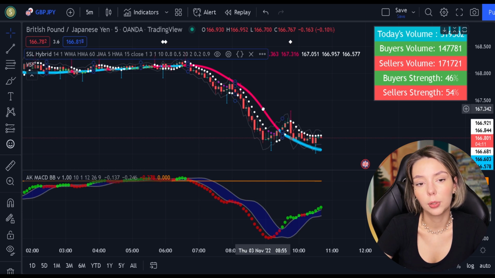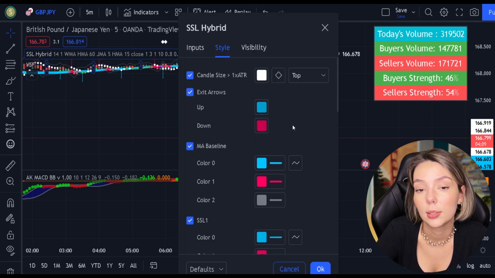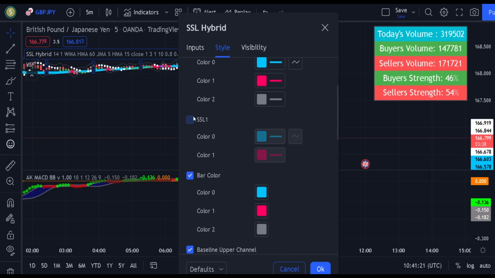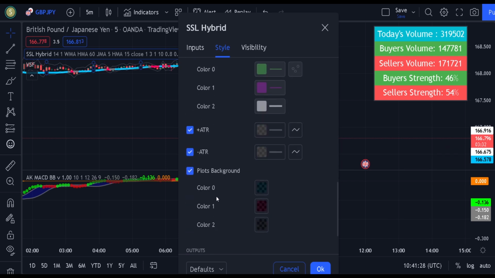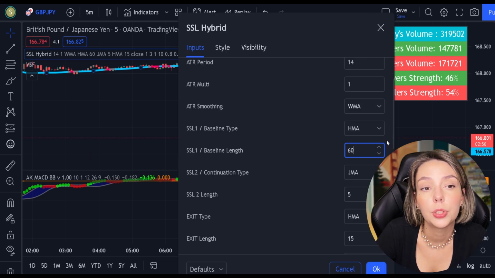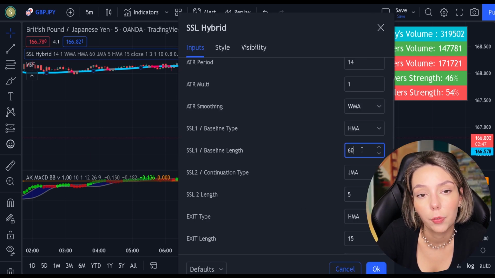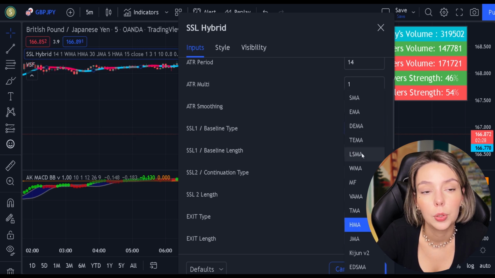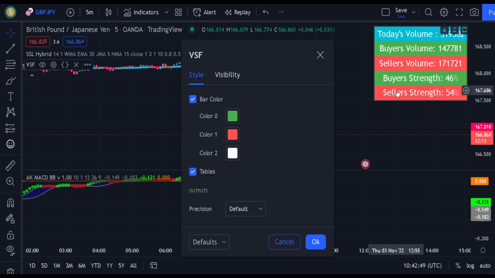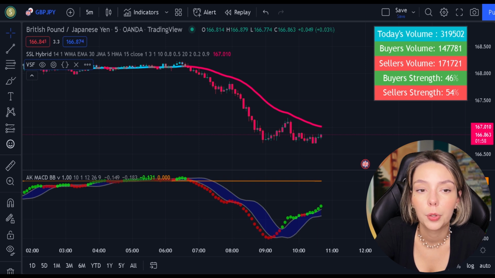Now let's double click on the indicator, and in the style section let's get rid of everything except for the MA baseline and the bar colors. In the input section, let's change the baseline length from 60 to 30 and the baseline type from HMA to EMA. And finally, let's access the settings of the volume indicator and get rid of the bar colors. Okay, we finished with our adjustments.